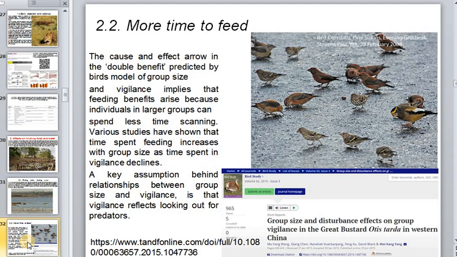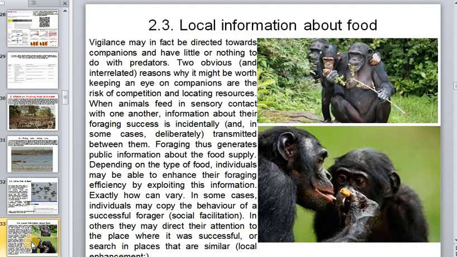And here we see even more effects: more time to feed. The double benefit produced by the model of group size and vigilance implies that feeding benefits arise because individuals in a large group can spend less time scanning. Various studies have shown that time spent feeding increases with group size as time spent in vigilance decreases. And here we see this article and links to this article. And one more, local information about food. Of course, I used the photo of a chimpanzee.